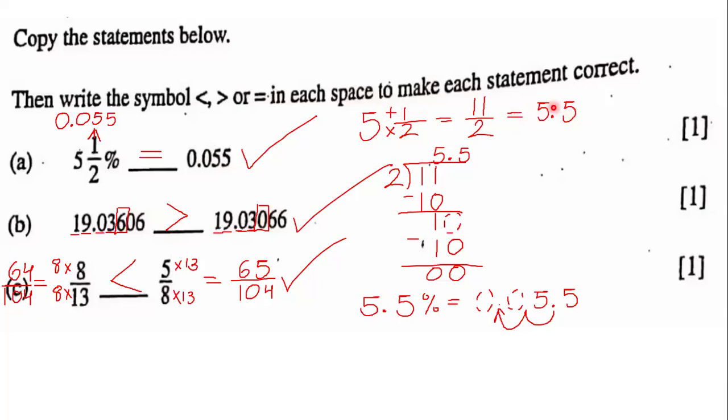Good. But they say 5 and 1 over 2%. So what you have to do is take 5.5, because they didn't just say 5.5, they say 5.5%. Now, if they didn't say 5.5%, then you would have been right. It would have been greater. But they say 5.5%. There's a big percentage sign right there, right? So what does that mean? That means that you have to take the 5.5 that you got, and you have to divide that by 100. You understand what I'm saying?